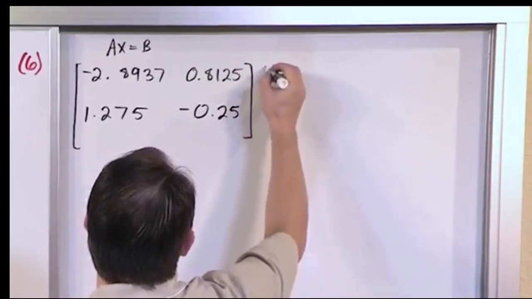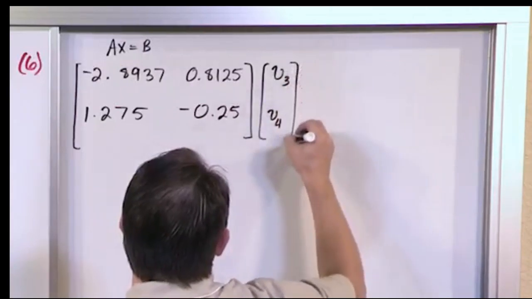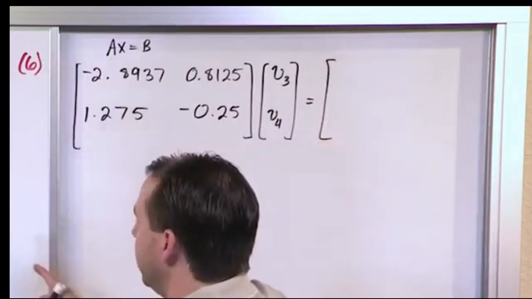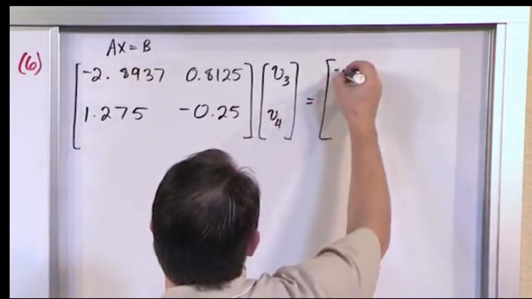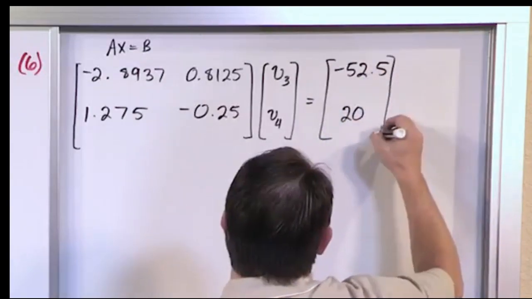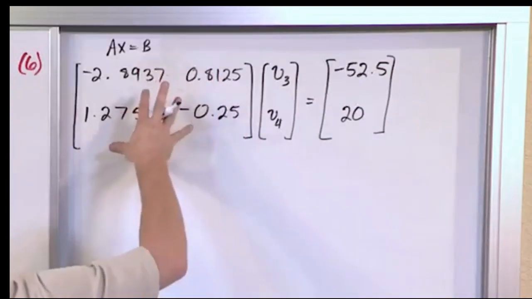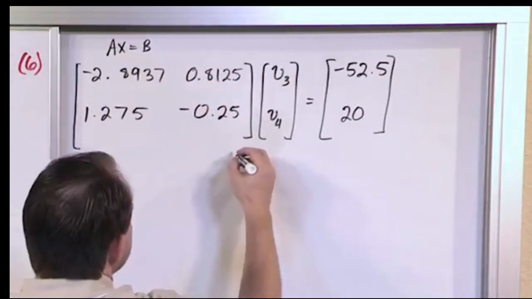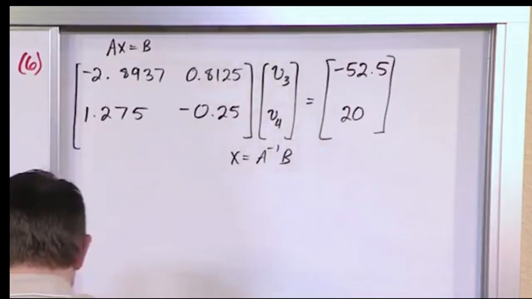That closes our coefficient matrix off. We're solving for V3 and V4. And on the other side, on the right-hand side of the equal sign, we have negative 52.5 and positive 20. This is the matrix system we need to solve. And by the way, we know we're going to take the inverse and multiply it by both sides. So in the end, it's going to be equal to the inverse of matrix A times matrix B.